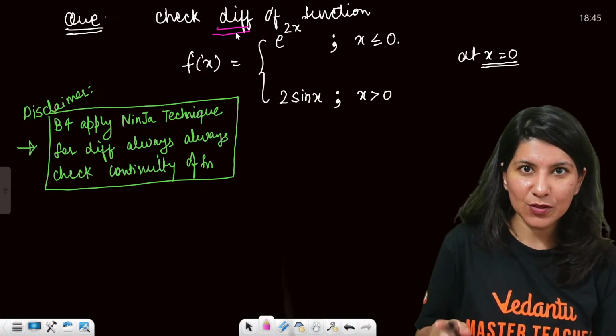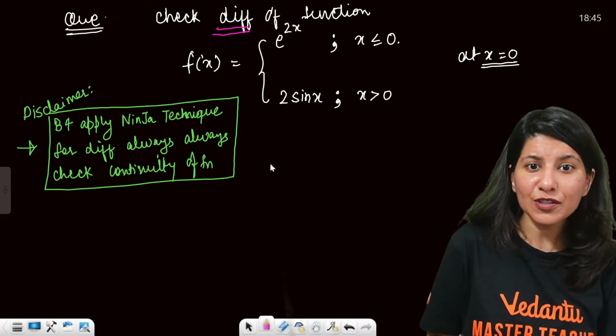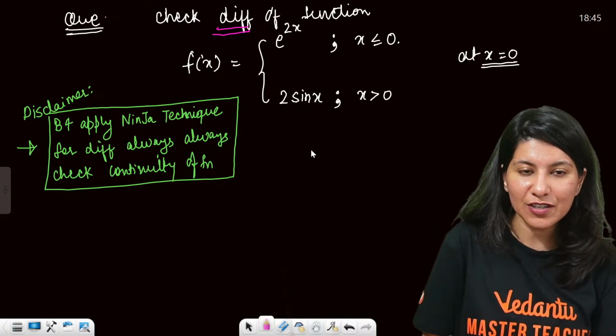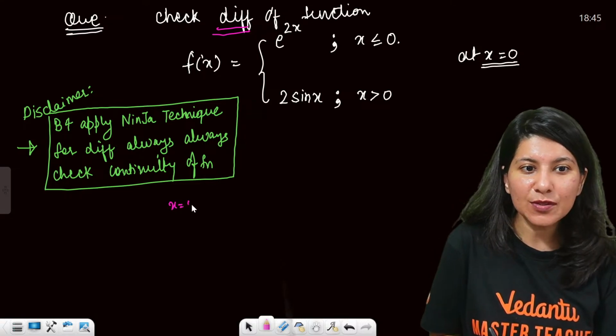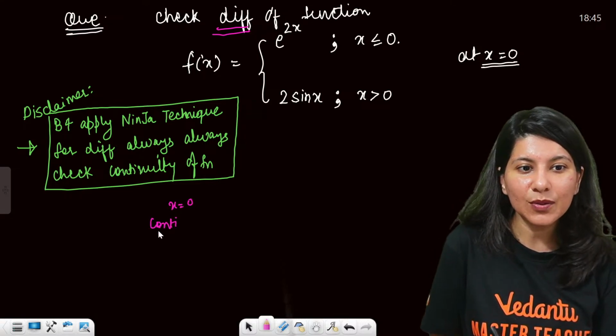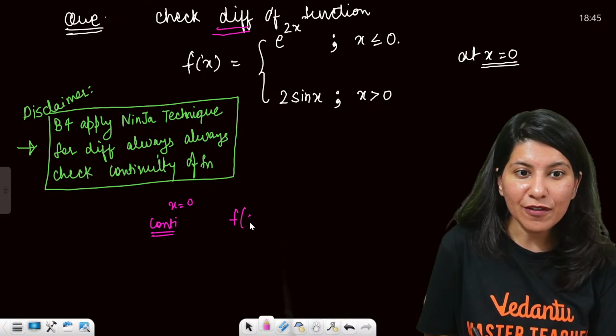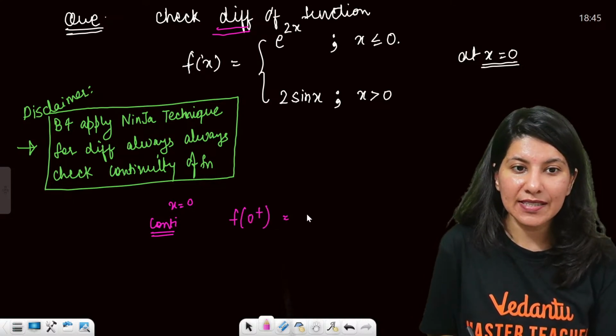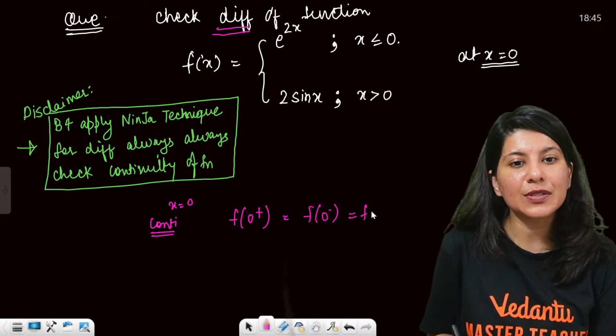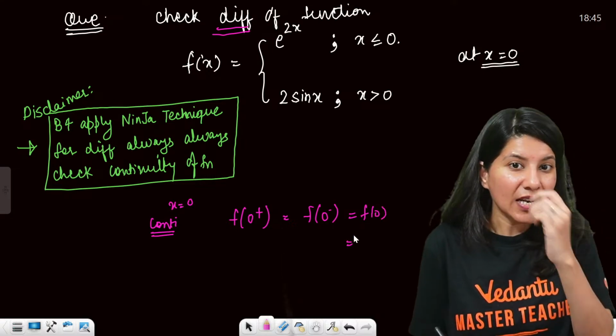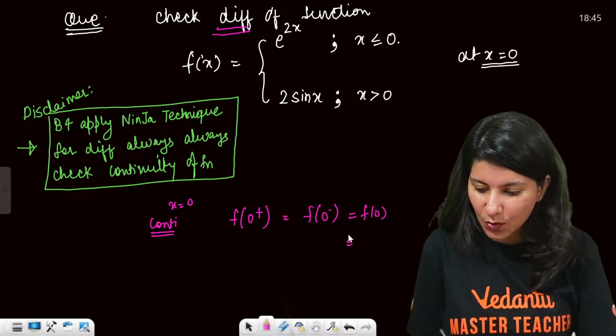Now at x equals 0, first of all, let's check the continuity of this function. We know that at x equals 0, if we are checking continuity, then f of 0 plus equals f of 0 minus equals f of 0. Just one step. Now f of 0, can anybody tell me what is f of 0?